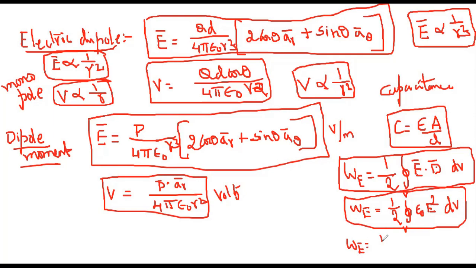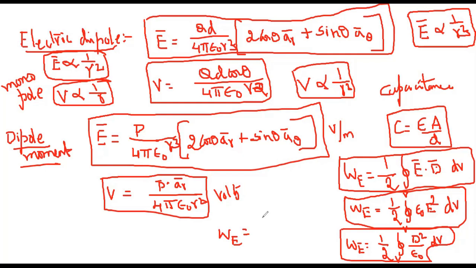energy density W is equal to 1 by 2, the integral D square by epsilon naught, because substituting the E bar as D bar by epsilon naught into dV. In terms of E bar and D bar, and in terms of only the E, and in terms of the D. In this, the capacitance C is equal to A by D, the energy density, the WE is equal to 1 by 2 CV square. You get the 1 by 2 CV square.